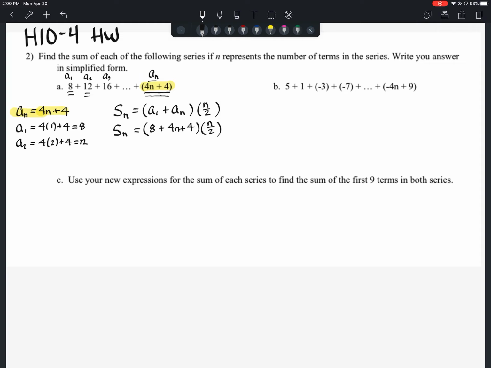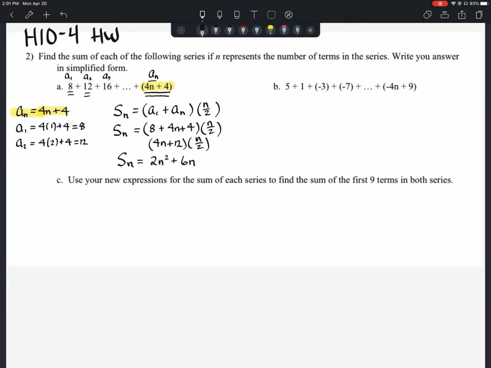If we simplify inside of here, this is the same thing as 4n plus 12, times our n over 2. Then we can distribute that through. 4n squared over 2 would be 2n squared. And then 12 times n is 12n divided by 2 would be 6n. So we get 2n squared plus 6n as the expression for the sum of n number of terms. That's what we're looking for in part A of this problem.